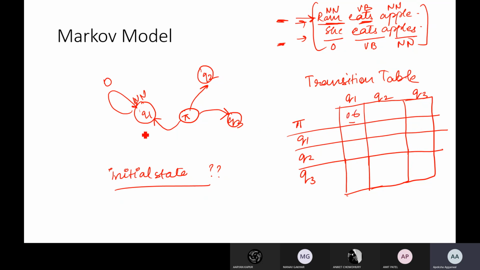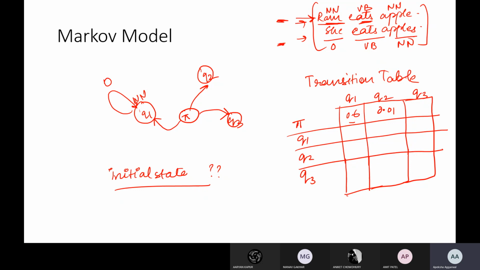So maybe 0.6. From pi to q2, that is maybe verb, I don't have a probability of that, so I would write 0.01, maybe something like that. Okay, like this. So we add one initial state for calculating the transition probability for the first word, that is for each and every first word that is appearing in my corpus, in my data set. Okay, so this is the basic Markov model.